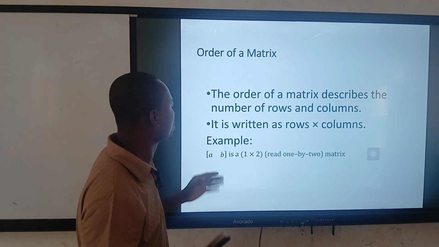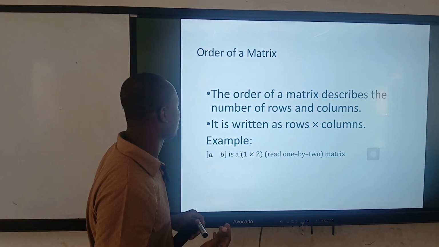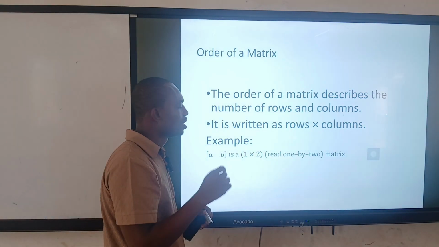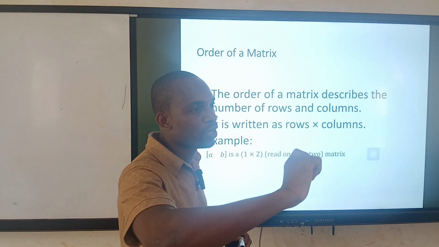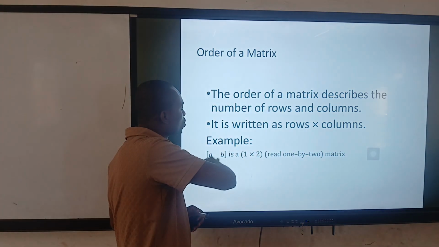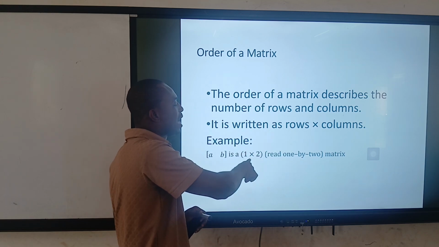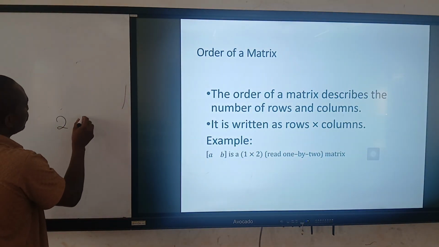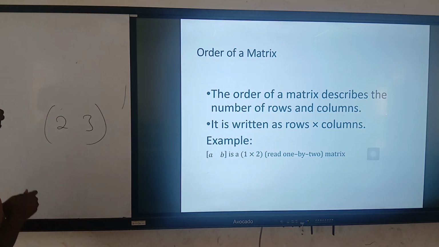So whenever you see a matrix in this form, you read it as 1 by 2 matrix, because always you have to pronounce the row first, before the column. We have how many rows? 1 row and then 2 columns. So 1 by 2 matrix. When you have an example like this one, it is also 1 by 2 matrix.